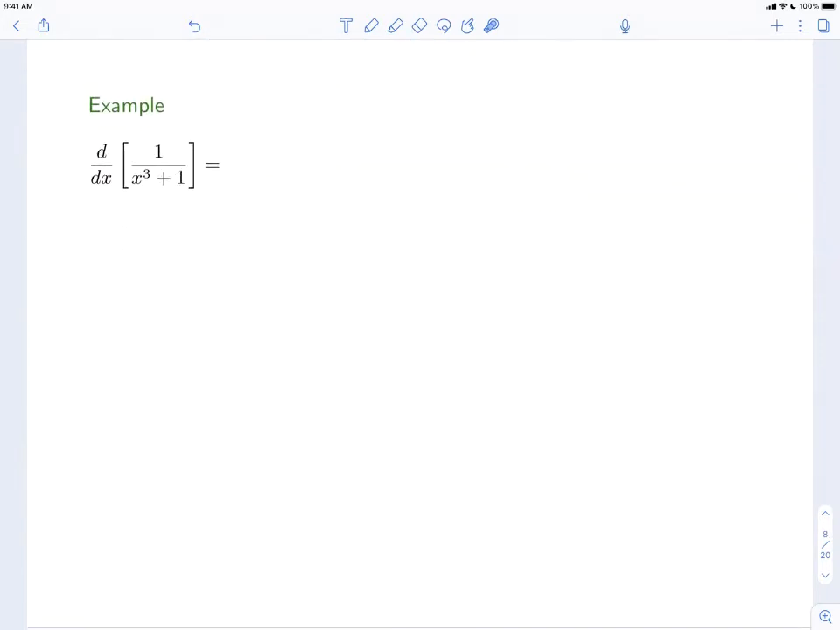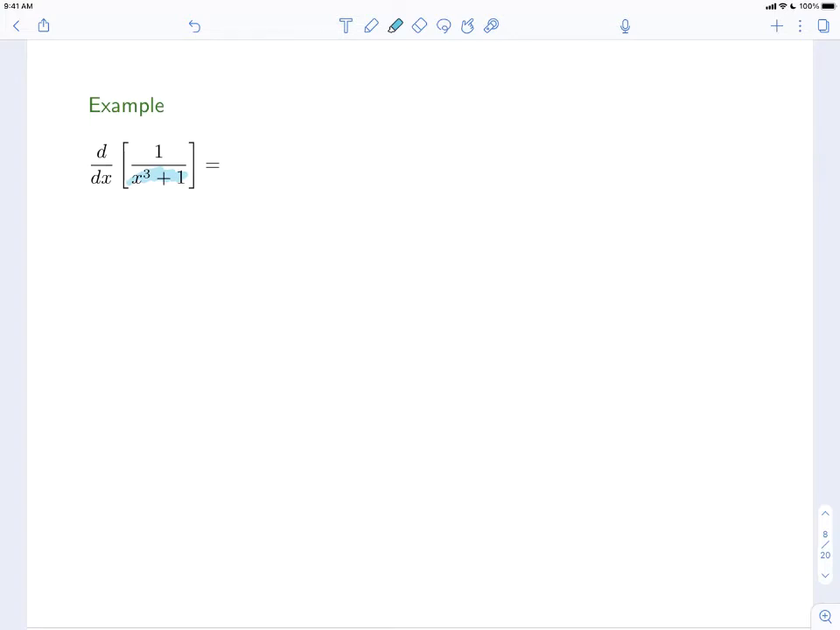Here we have the derivative with respect to x of 1 over x cubed plus 1. Now the thing that's inside this function is the thing inside the denominator, which is x cubed plus 1. Now another way you can think about this is as a rational function. You could compute the derivative using the quotient rule. But if you don't want to use the quotient rule, you can use the chain rule, because we can think of this as a composition where the outside function is 1 over something, and the inside function is x cubed plus 1.